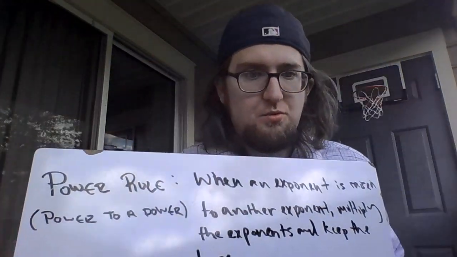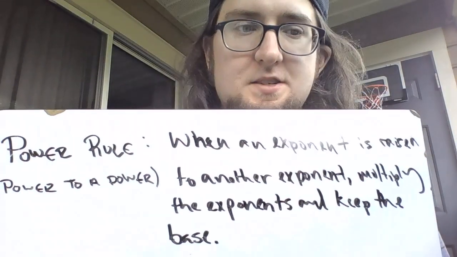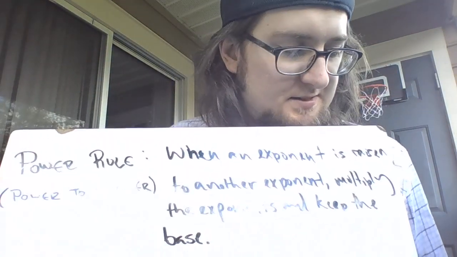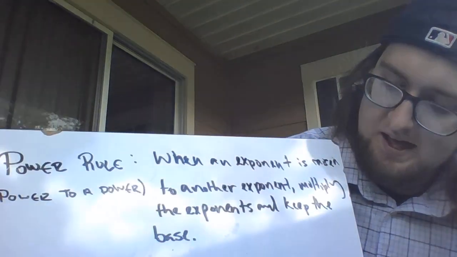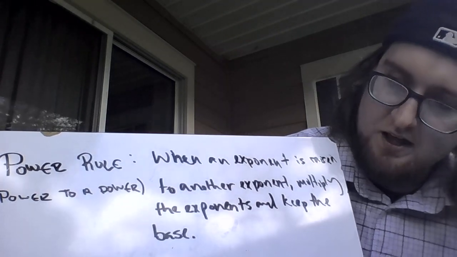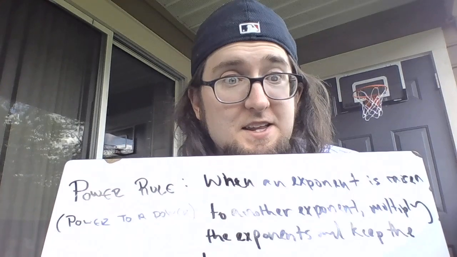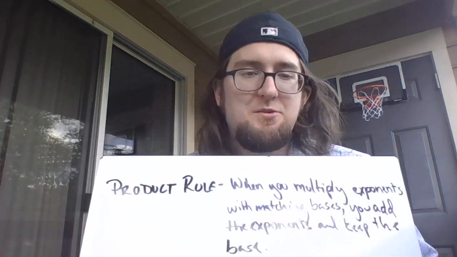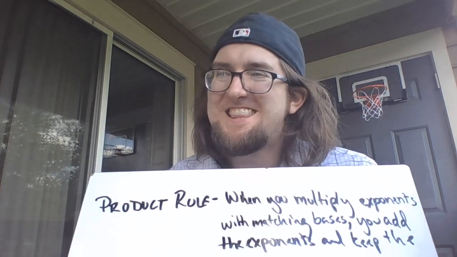the power rule. So I know the handwriting is not the best, but the power rule says when an exponent is, it's hard to read backwards, it's just, when an exponent is raised to another exponent, multiply, why am I starting with the power rule? Hey, pretend that didn't happen. I meant to start with the product rule, and we'll just edit that out. Why don't you go ahead and edit that out?